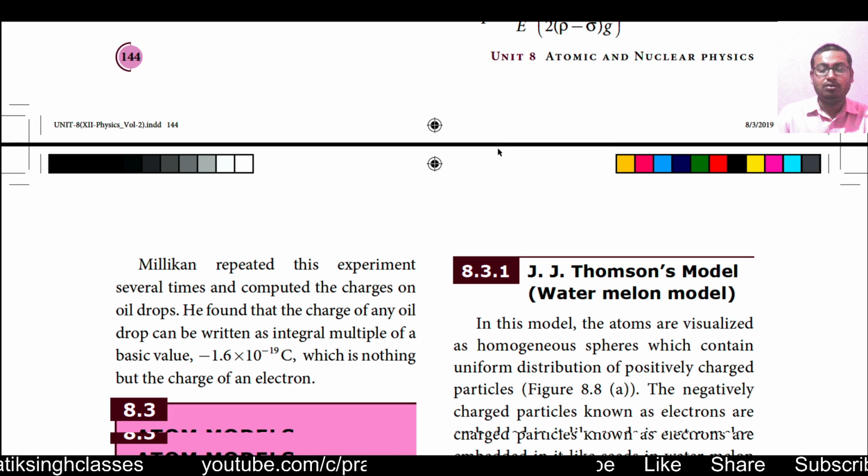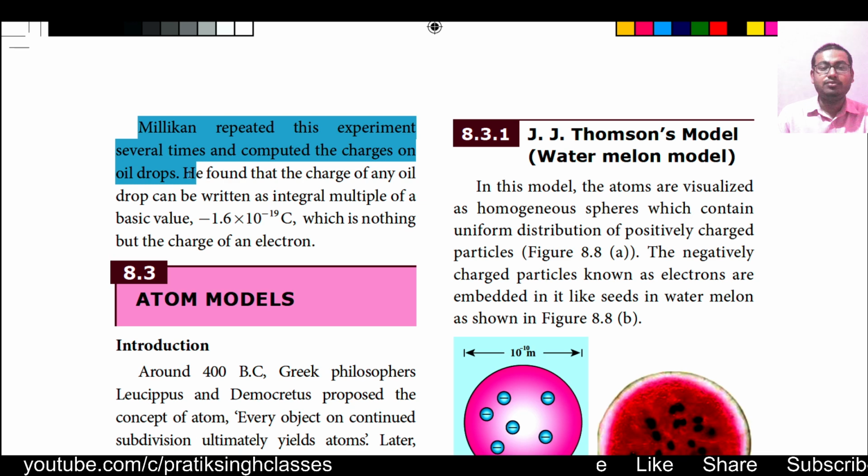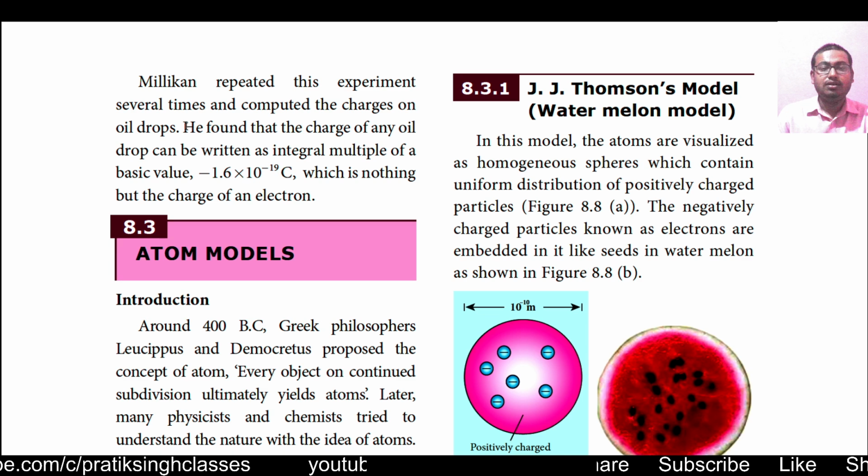Okay, Millikan repeated this experiment several times and computed the charges on oil drops, and every time he got the same value. He found that the charge on any oil drop can be written as an integral multiple of a basic value, that is minus 1.6 into 10 to the power minus 19 coulomb, which is nothing but the charge of an electron.